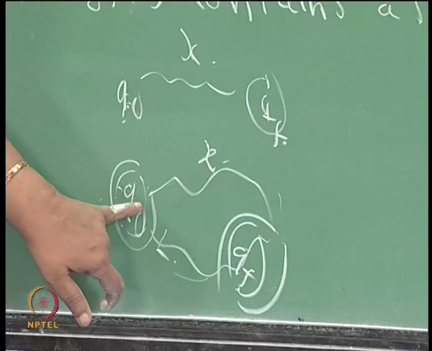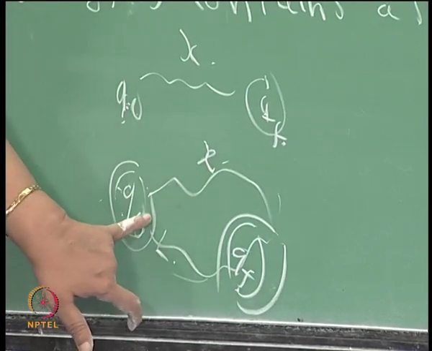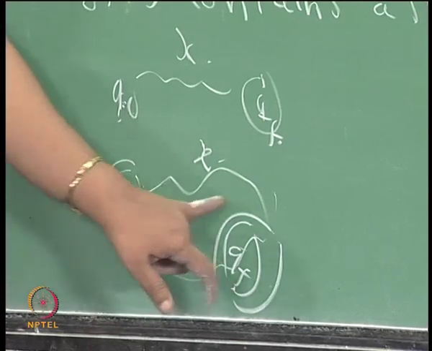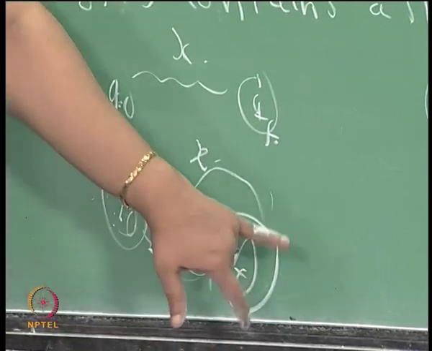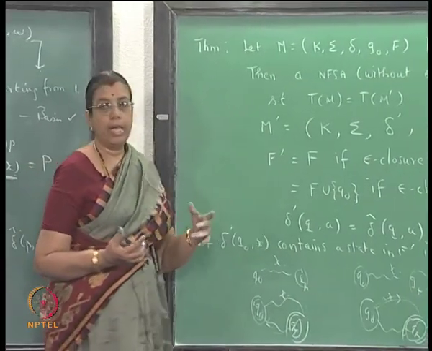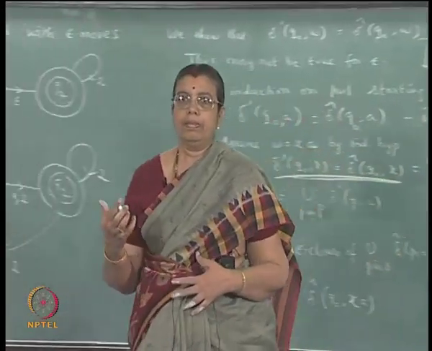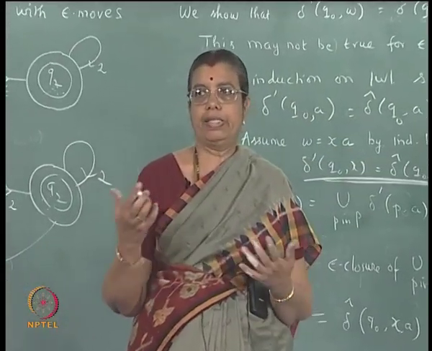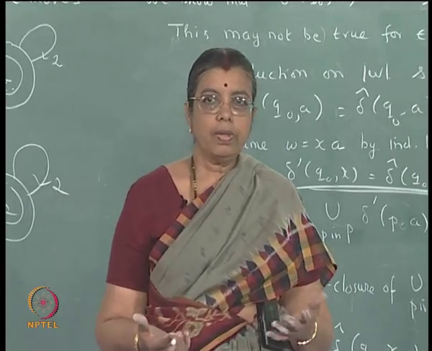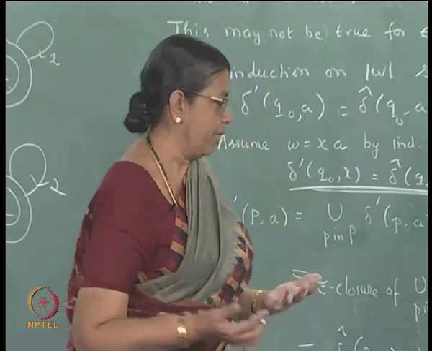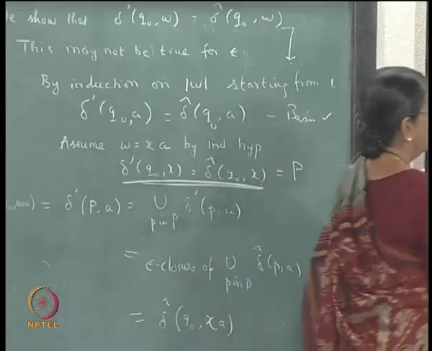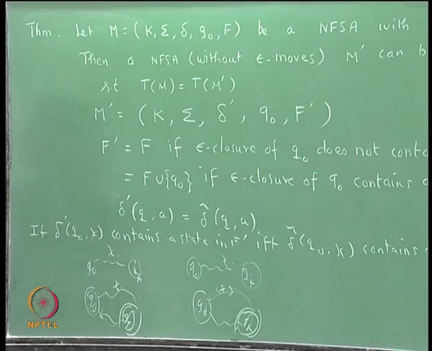If you are able to go from Q naught after reading X to Q naught, it will be possible for you to go to QF also starting from Q naught. So, if a string is accepted by M, it will be accepted by M dash, and if the string is accepted by M dash, it will be accepted by M. So, the language accepted is not affected. So, we have this result T of M is equal to T of M dash.